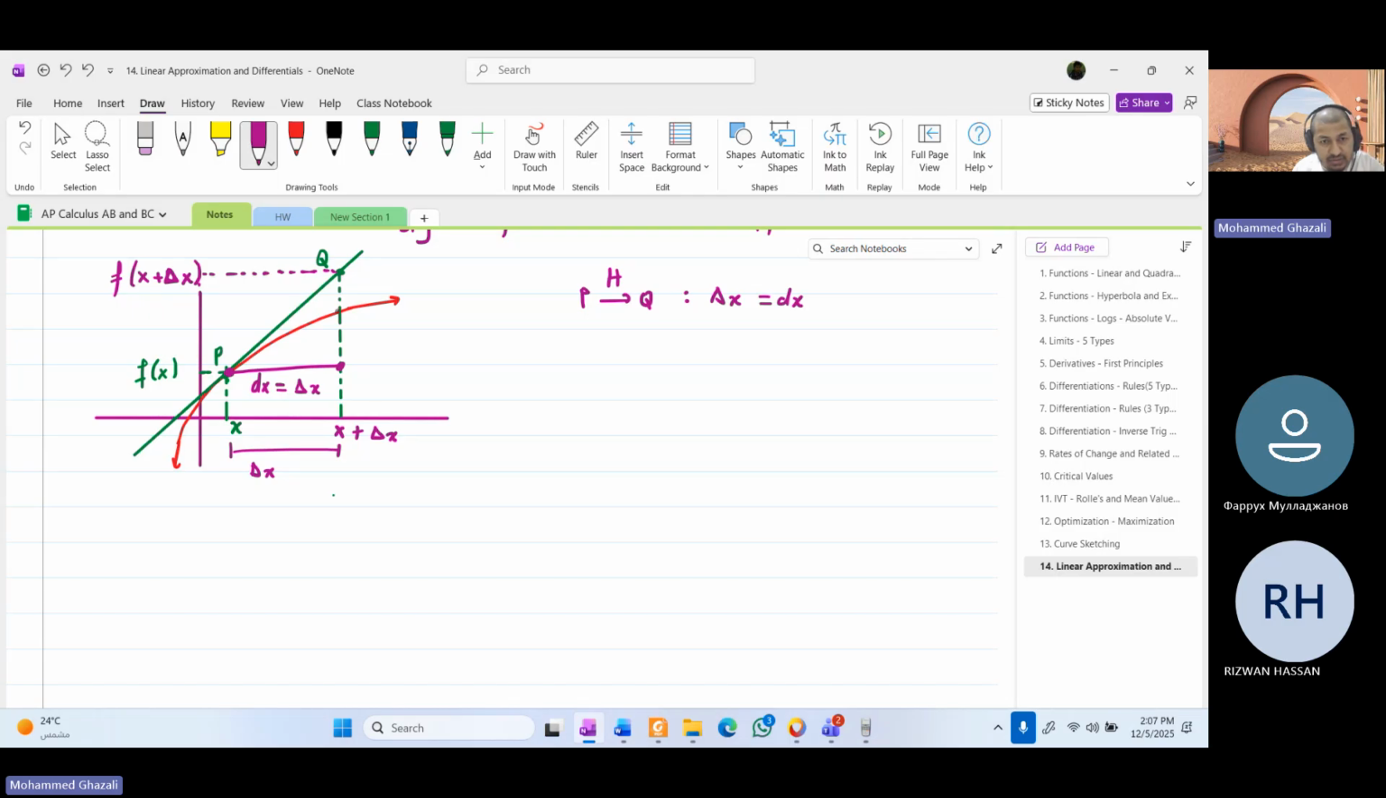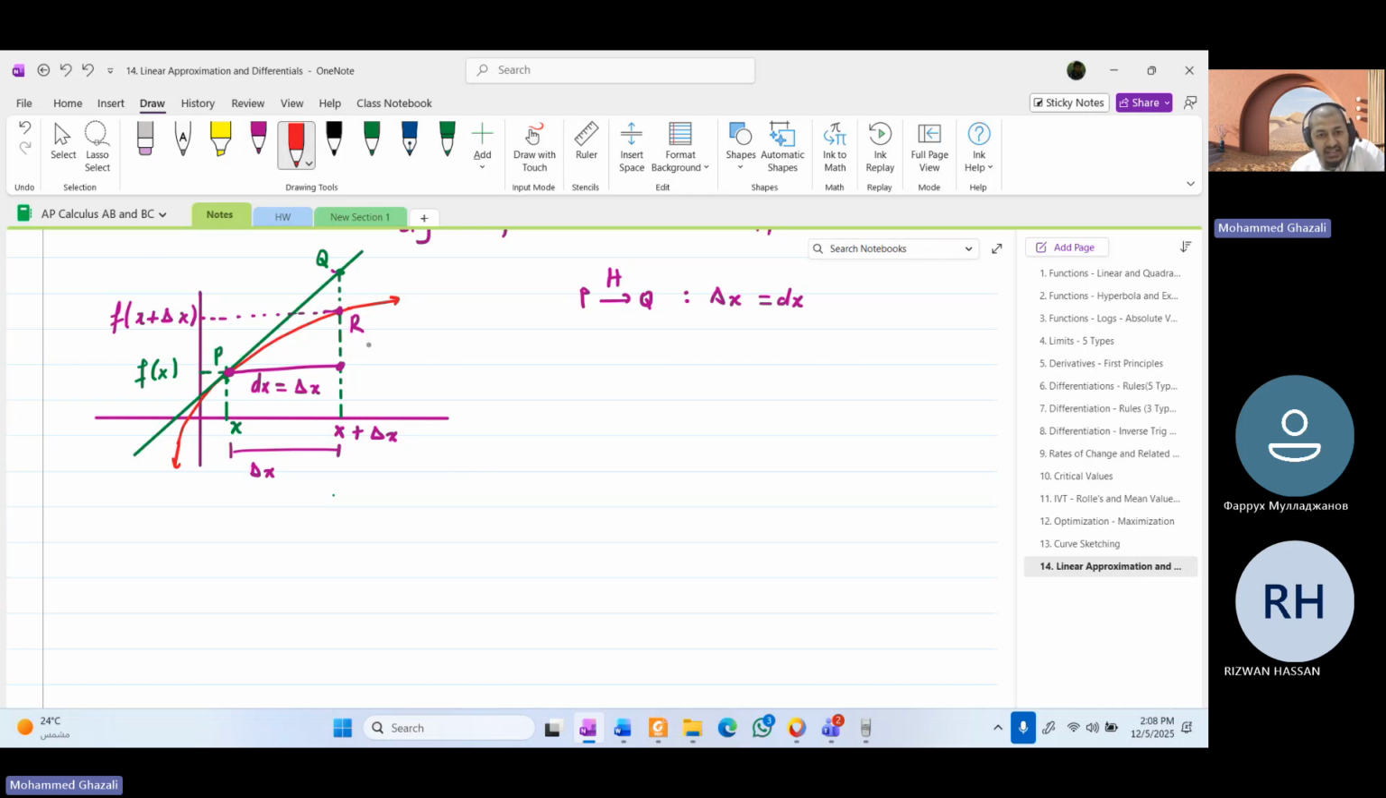If this is PQ, call this point R. Now, R is important. Why did I put f of x plus change in x here? This is not f of x plus change in x. f of x plus change in x will be here at R, not on the tangent line. At this point, x and f of x are on both the function and the tangent line, so I can call this f of x. But that's not the case over here; it should have been at R. This is f of x plus delta x, the change in x.